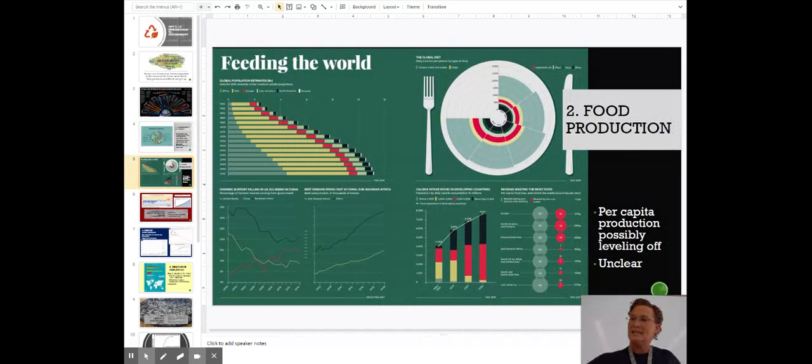All right, food production is the next indicator. So per capita production is possibly leveling off, and it's kind of unclear. This has a lot to do with new methods of producing food, perhaps some more genetic modifications, all that kind of stuff we were talking about before. And so per capita, I wanted to make sure you guys know per capita means per person. Okay, so we are making more food, but are we getting it to each person? So per capita production, we're probably getting to a leveling off there, that we're not going to be able to produce more food per person, but that balance between how many people there are and how much food's being produced is unclear.